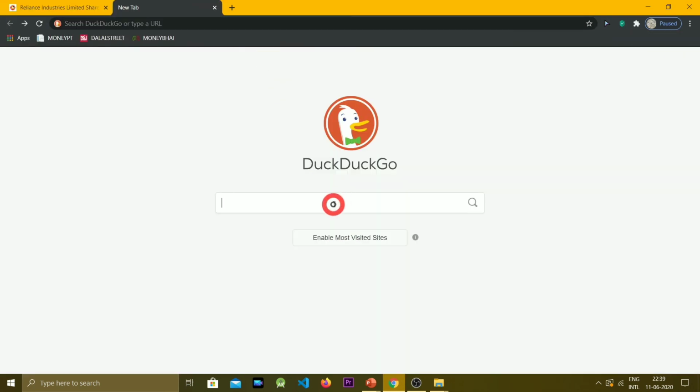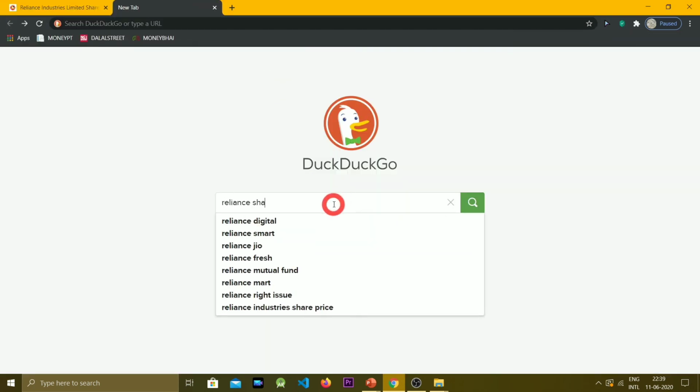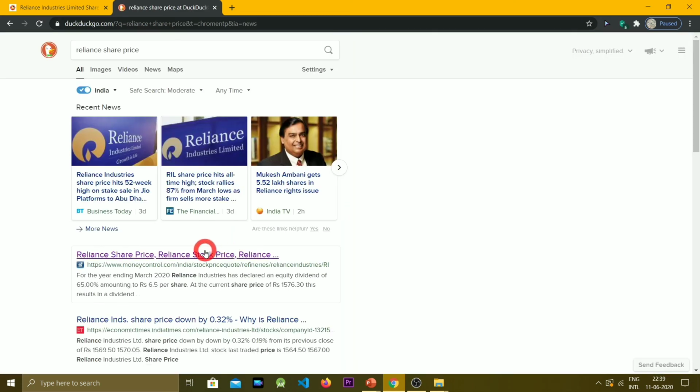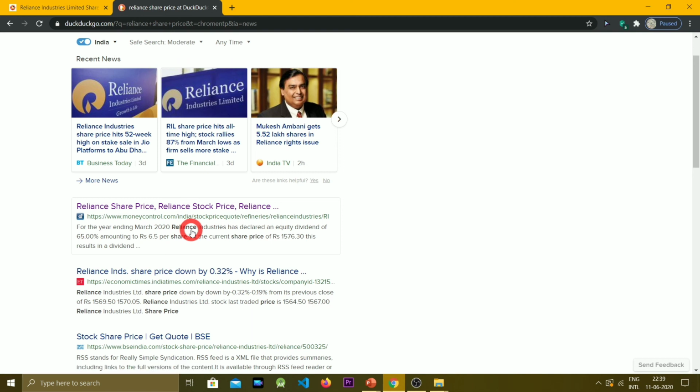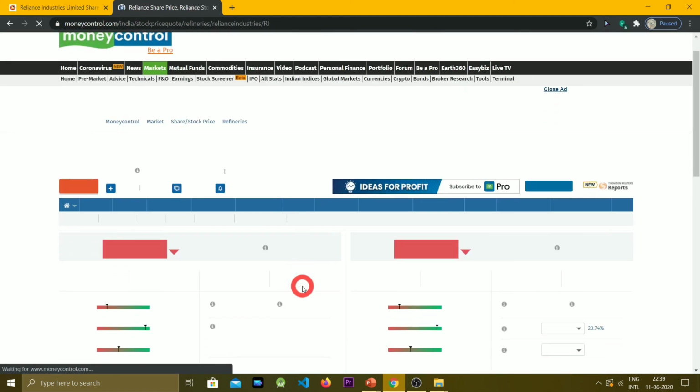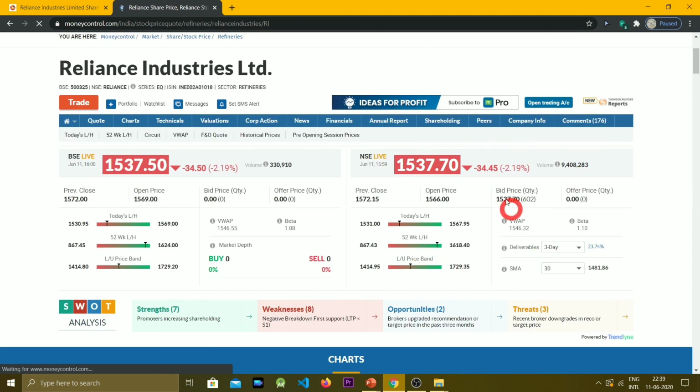Secondly, you can go to any search engine and type the name of the share and write share price after that. So in the search results, you can click any link that you come across at the first site. Now, when I click on this link, I open the website of Money Control, and you can simply find on the first page itself the current market price of Reliance Industries.